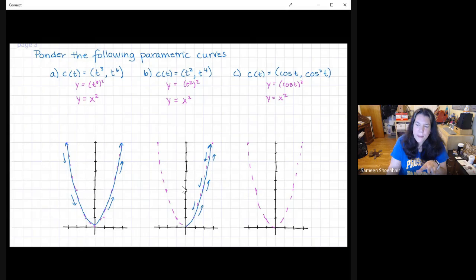Okay. And then for part C, now let's take a look at what's happening here. So again, t can be all real numbers. So what's going to happen to the value of cosine t? What's the range for cosine t? That's just going to bounce back and forth between positive and negative 1. So x is going to bounce back and forth between plus or minus 1. But y, because of that square, is going to bounce back and forth between 0 and 1.